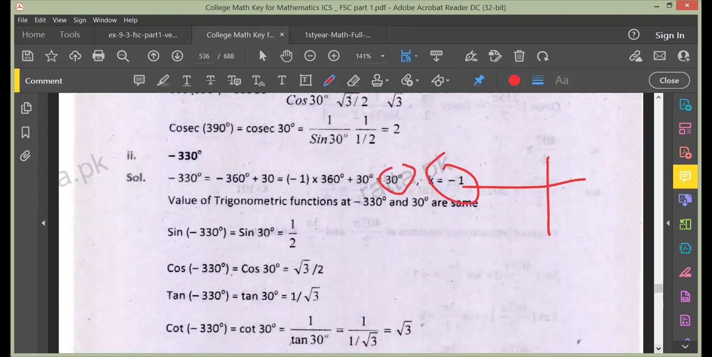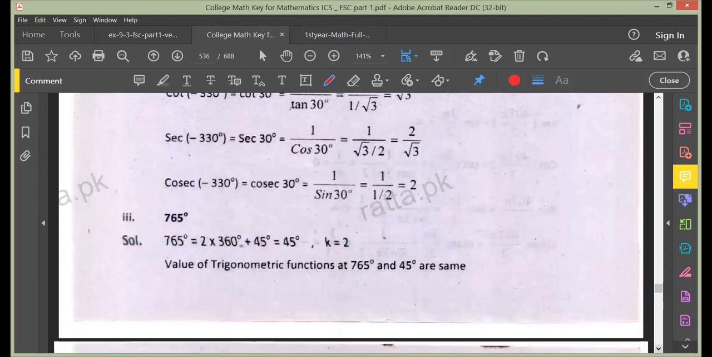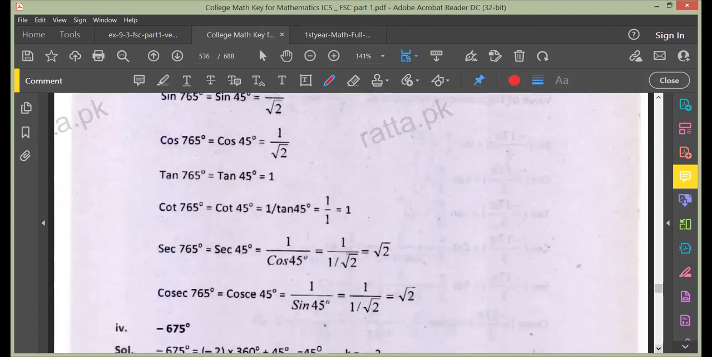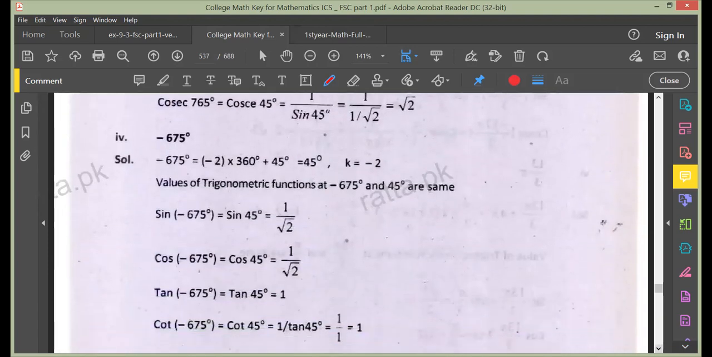So we will find the values at angle 30. Similarly, this is 365. So you can write it as a multiple of 60, and k is equal to 2. So we will find the values of trigonometric functions at 45. Similarly, if we multiply minus 2 with 360, this will be equal to plus 45, which will be equal to minus 675, and k will be equal to minus 2.